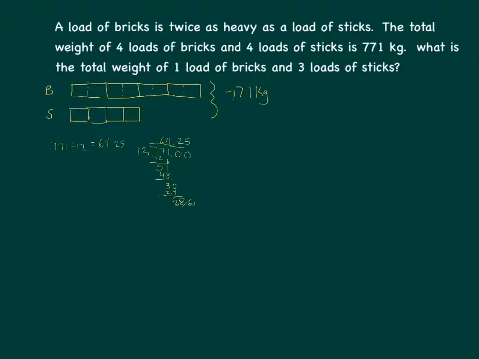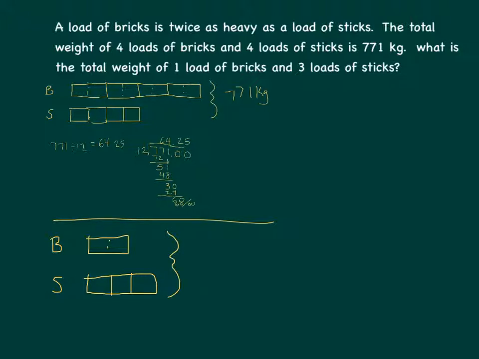So now I've got to figure out their answer, because now they're asking me for the total weight of 1 load of bricks and 3 loads of sticks. Well, I'm just going to kind of draw a line here. I'm going to have 1 load of bricks and 3 loads of sticks, like that. And I want to know what that weight is. So I have 1, 2, 3, 4, 5 units of what I found here. Each one was 64.25.